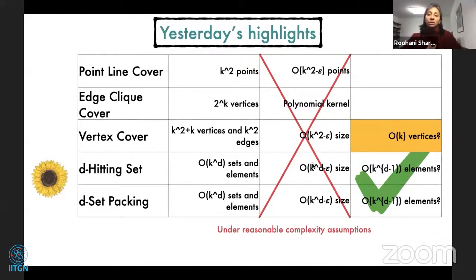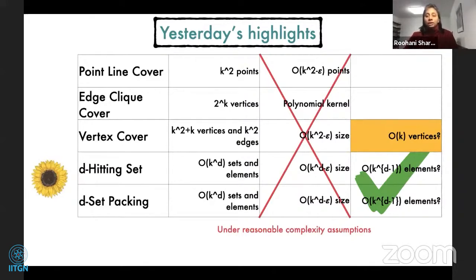But this still does not refute getting a kernel where the number of vertices is order k, because even if the number of vertices is order k, the number of edges could very well be k squared, and we still don't refute any of the lower bounds there. So we will touch upon this aspect of vertex cover today.